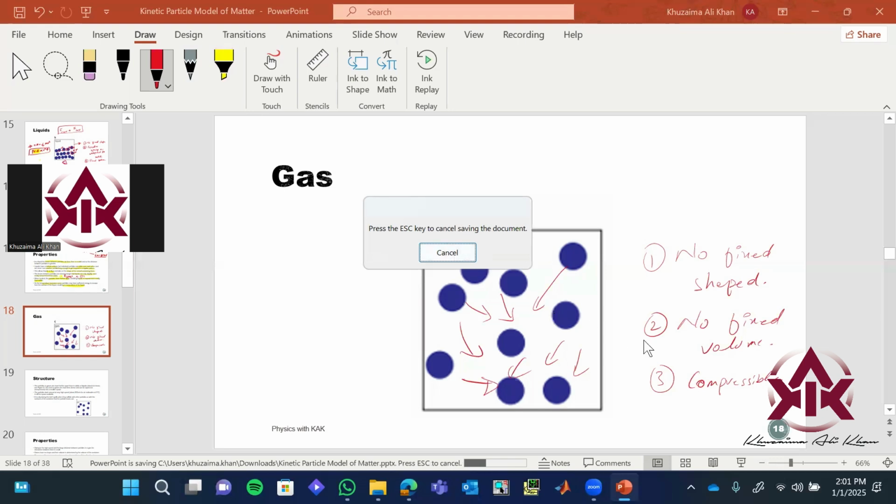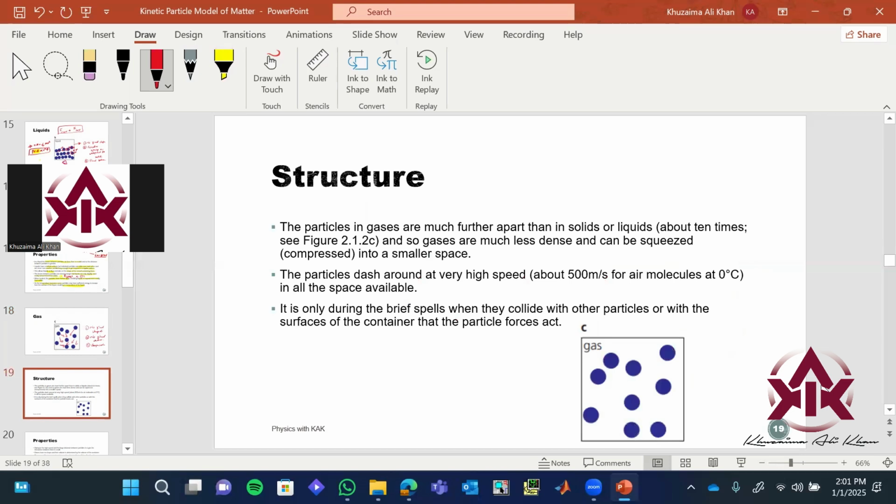So now again, let's talk about the structure. What is the structure and how does it look? In the structure we are talking about how the particles are arranged and how they are moving, and what can lead to a change of state in this particular state of matter.